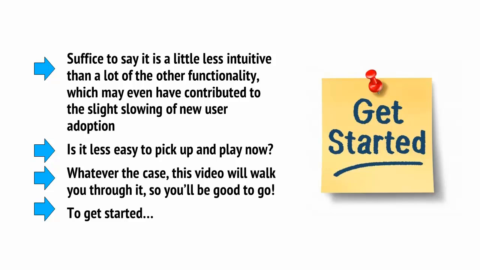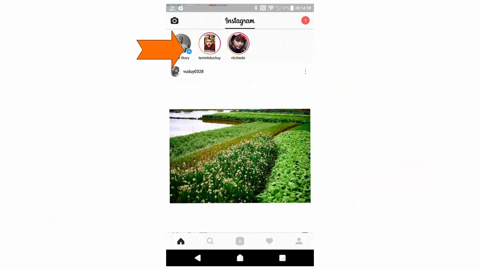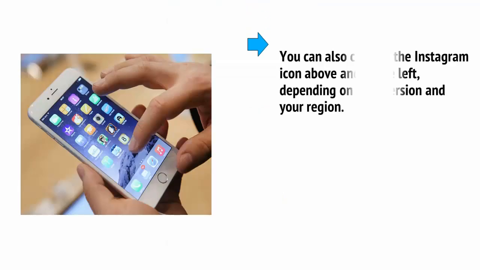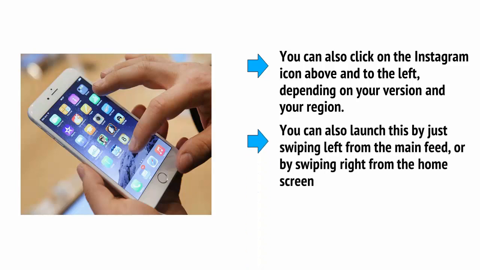To get started, first, tap the plus icon that is found at the top left of the home screen. This will be next to the other stories and it will say My Story next to it with your profile image. You can also click on the Instagram item above and to the left depending on your version and your region. You can also launch this by just swiping left from the main feed or by swiping right from the home screen. Like I said, not entirely intuitive.